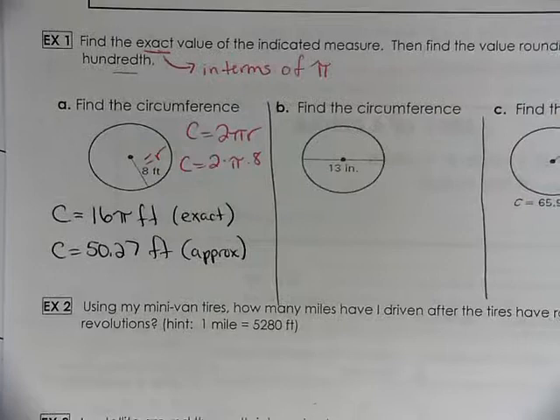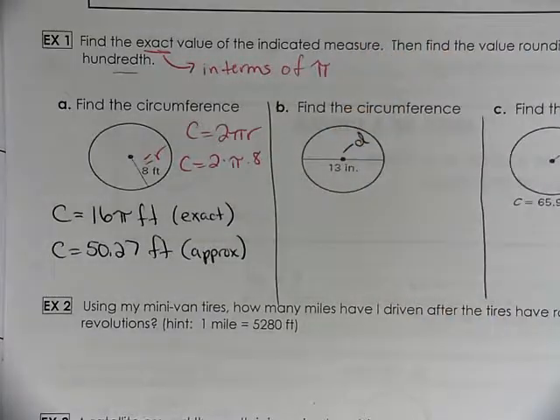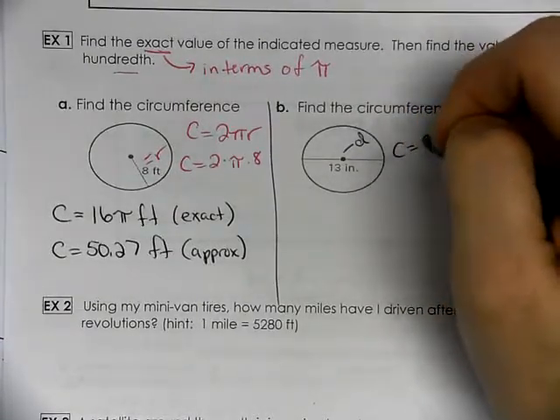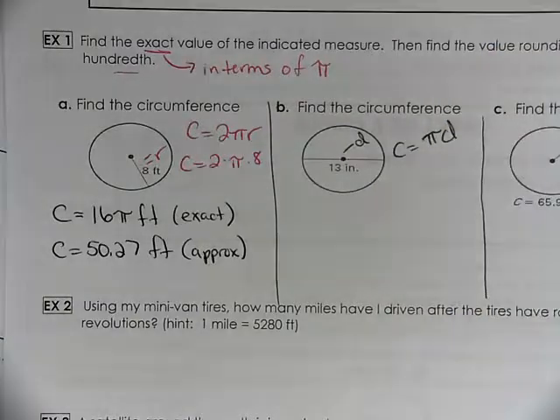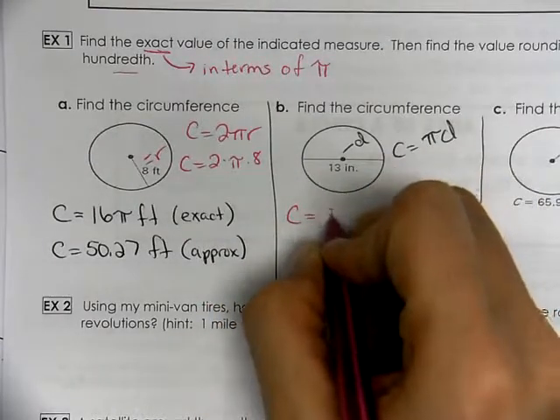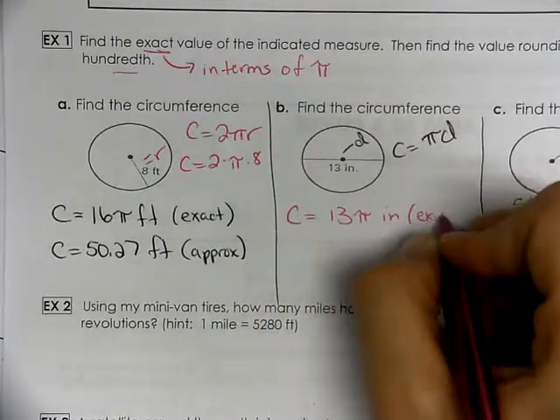B says to find the circumference. Is 13 inches the radius or the diameter? This is the diameter. It's all the way across. So when you see a line all the way across, it's the diameter. So we're going to use C equals pi times the diameter. So this one's real easy. My exact answer is the circumference is just 13 pi inches. That's my exact answer.